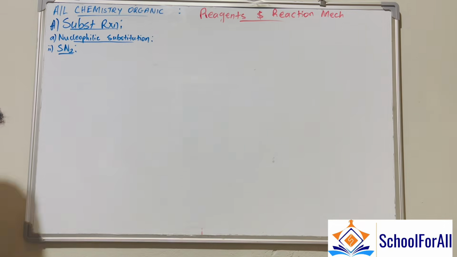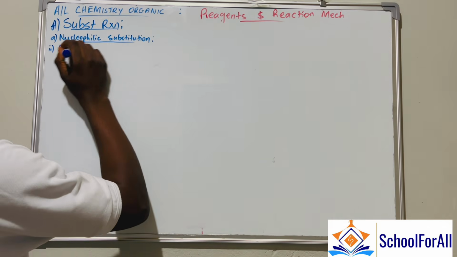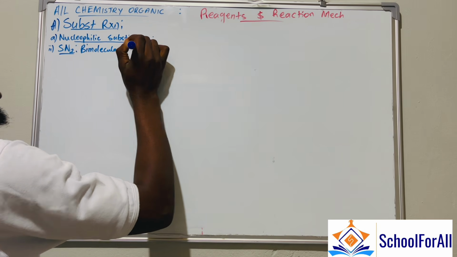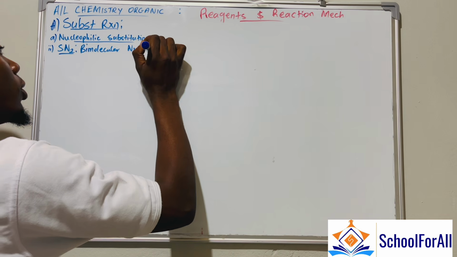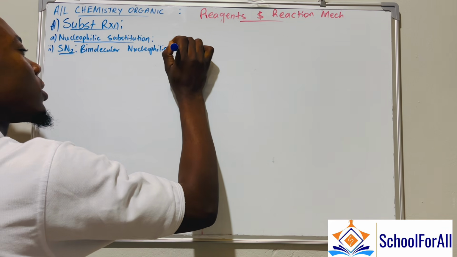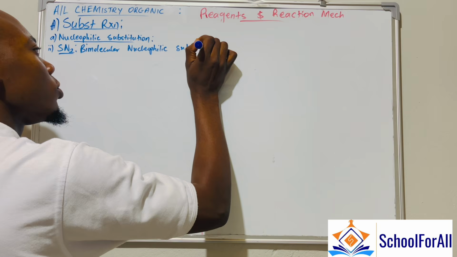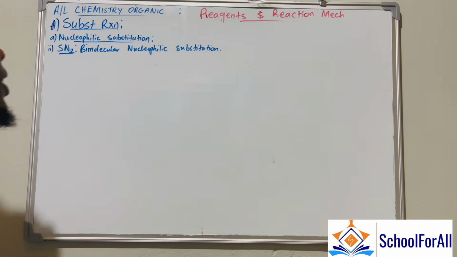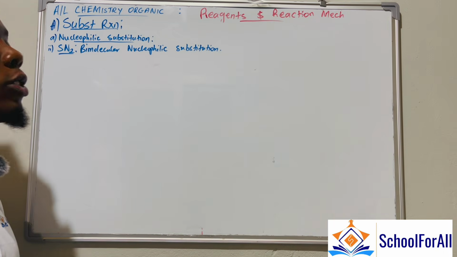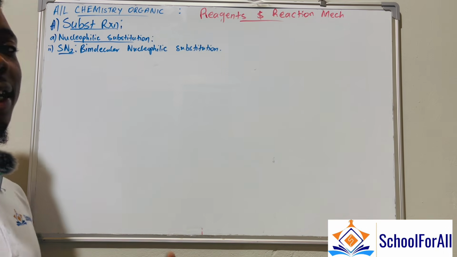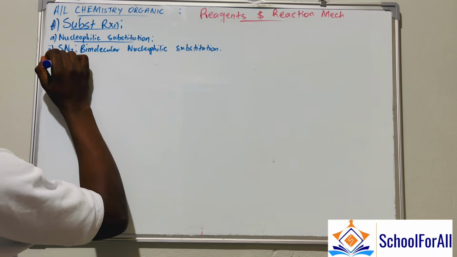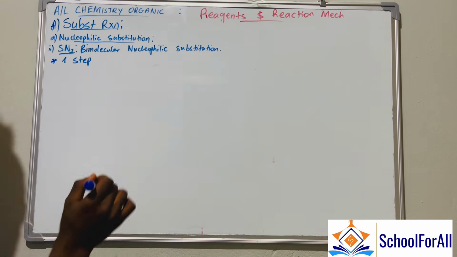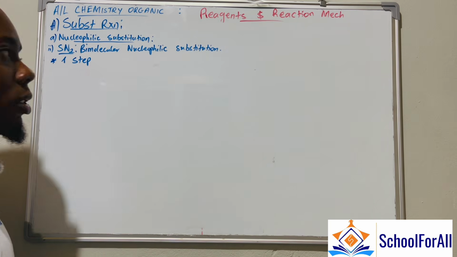It is the same principle to give the name. SN2 means what? It means bimolecular nucleophilic substitution. Now, as in SN1, this bimolecular nucleophilic substitution also has some particular characteristics. The first characteristic here is that it occurs in a single step, unlike SN1, which occurs in two steps.